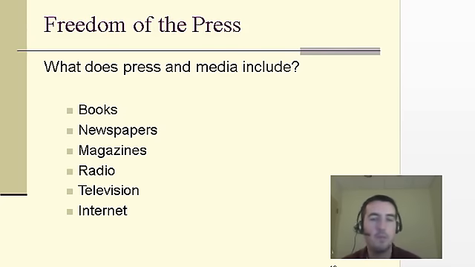Let's go to the next one, freedom of the press. What does press and media include? You might not have heard the word press before in this way. When you think of press, you might think of pressing a button. This is a different press. Press is anything that gets the news out, like books, newspapers, magazines, the radio, television, and primarily in our society today, the internet is how a lot of people get their news. So the freedom of press is the ability to write down ideas and factual things that have happened, and distribute them to people through the things that you see up on the screen right there.